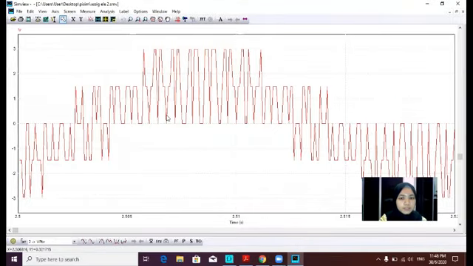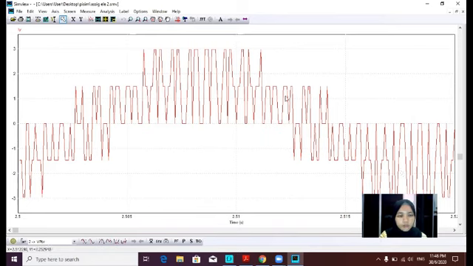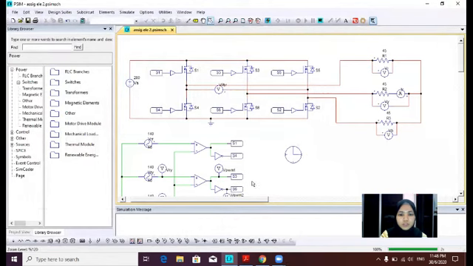As you can see, this is the waveform for the yellow current. We set the x-axis as 2.5 until 2.52 according to the question, and as you can see, the amplitude for the yellow current is 3. Next, I'm going to simulate for the next question, F.